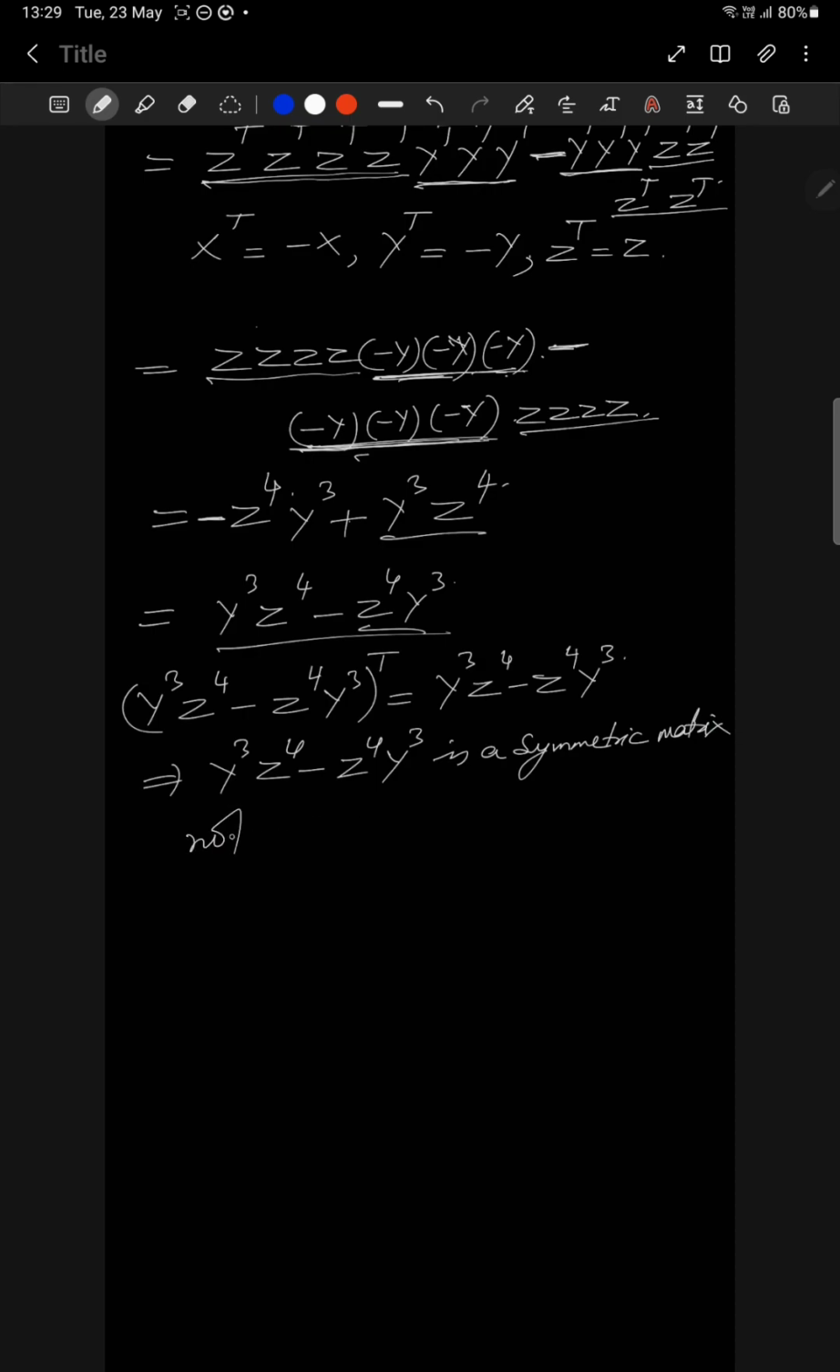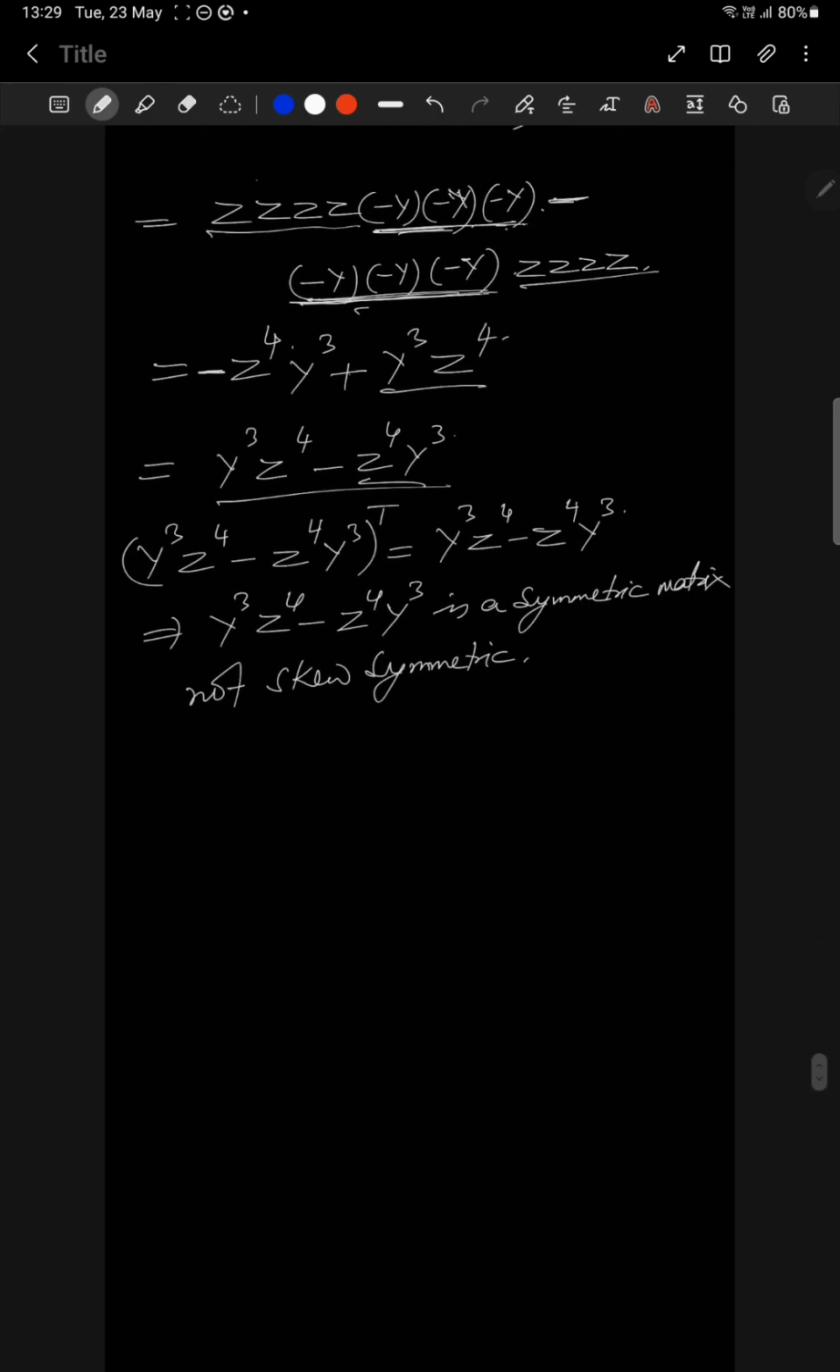Not skew symmetric. In the question we had to find out of the 4 which one is the skew symmetric. So we are finding that this one is not skew symmetric. So option A will not be the correct answer. Let me take option B. B was x to the power 44 plus y to the power 23. So let us take the transpose of this.